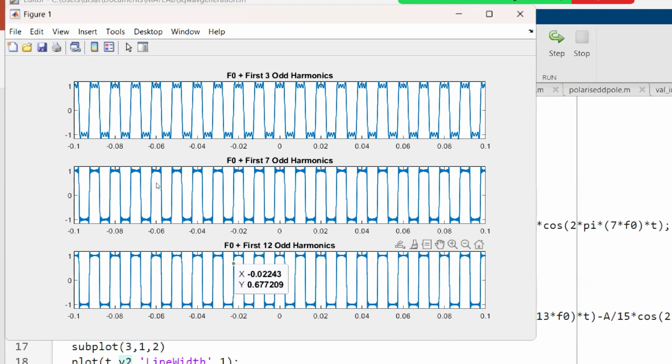So now I will stop here. Try to execute this code, and if you have any doubt, let me know with your comments.